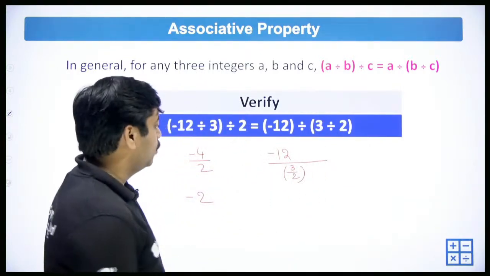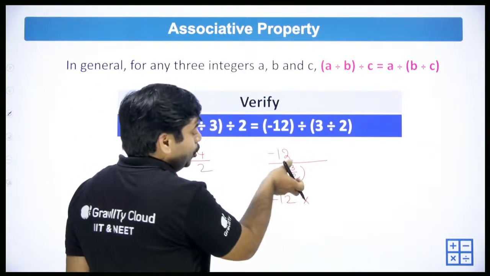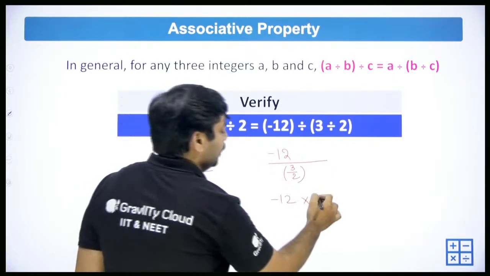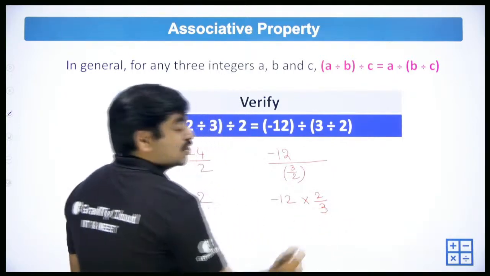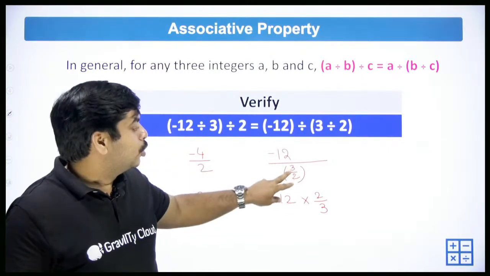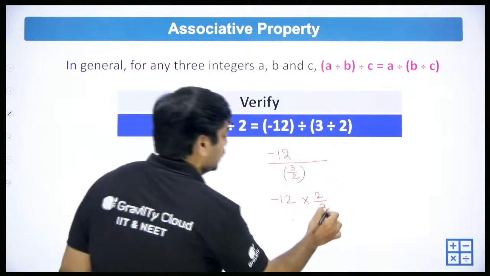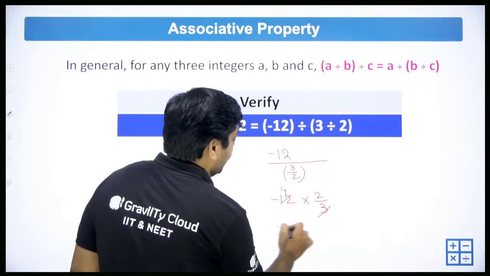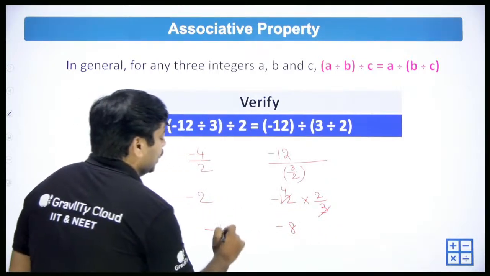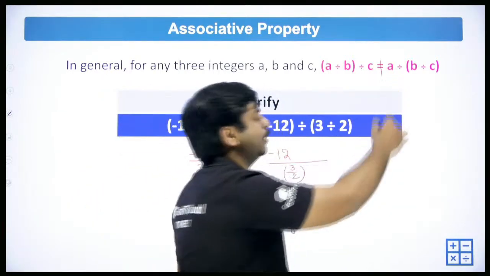So what we can conclude? This is equal to minus 12 into this 3 by 2 becomes the reciprocal. I told you many times, if we have a fraction in the denominator, we need to reciprocate. 2 will come to the numerator, 3 will go to the denominator. So 3 ones are 3, 3 fours are 12, so this is minus 8. Minus 2 and minus 8, we can see clearly that these two are not equal.